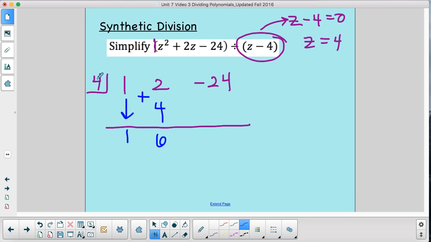Then you multiply again. So it's adding, multiplying, adding, multiplying. Okay, so 4 times 6 is 24. We go ahead and add. Negative 24 plus 24 is 0. Now I'm done. I need to write out my answer.